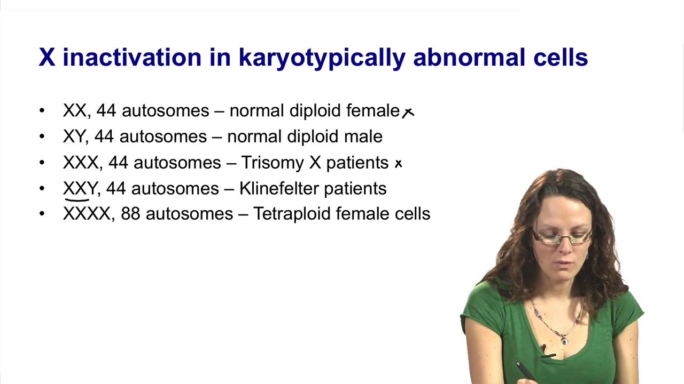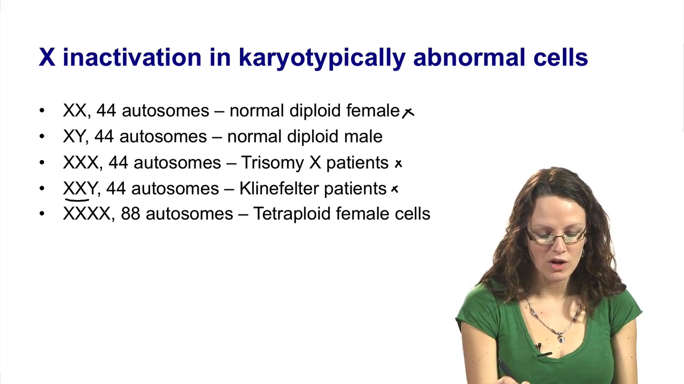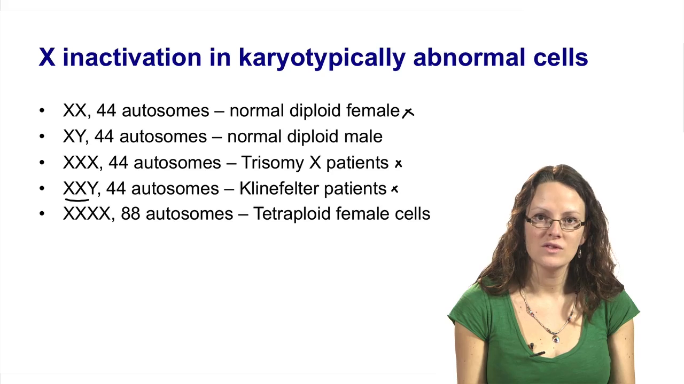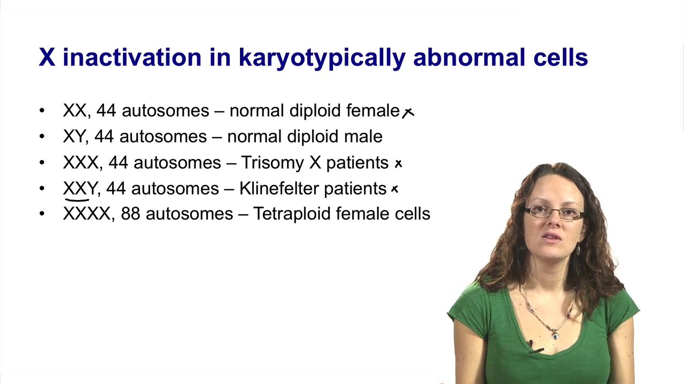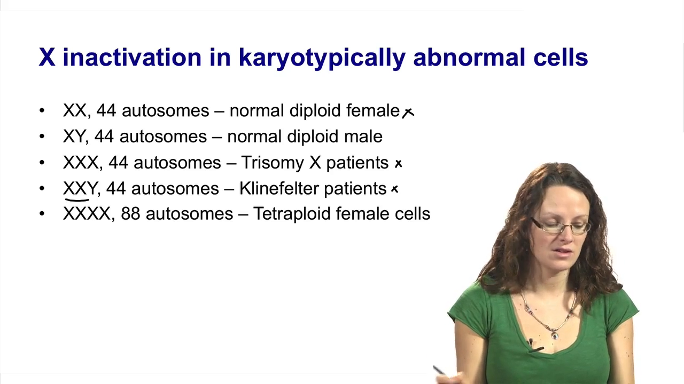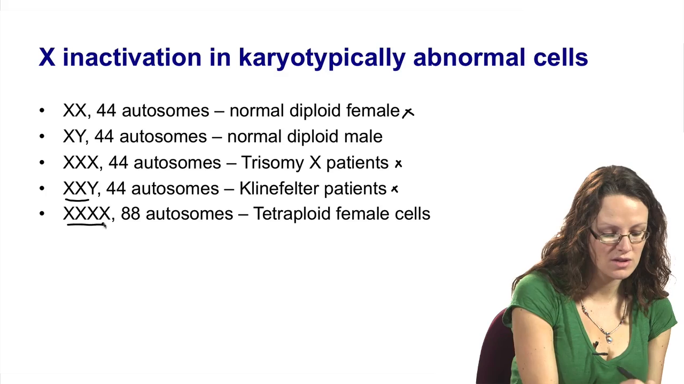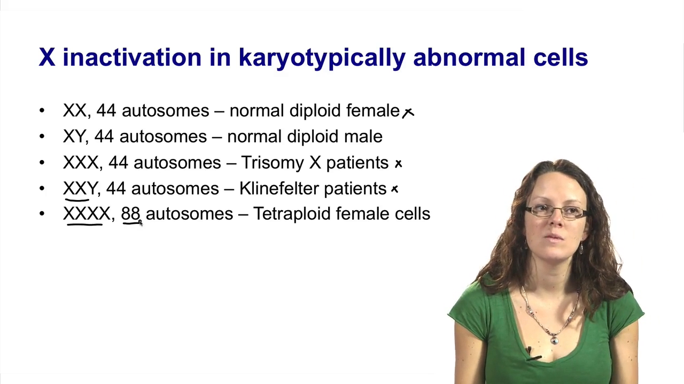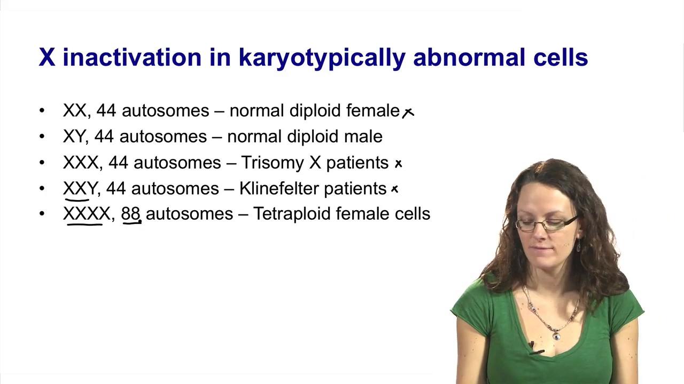And finally, an additional type that was studied were tetraploid female cells. These aren't from patients, but what they found was that in the dish, if you had cells that instead of having a diploid content, but instead had doubled all of that, so now they had 4 X chromosomes and 88 autosomes, by looking at each of these and counting the number of Barr bodies, they were able to learn something about X inactivation and for their proposals.